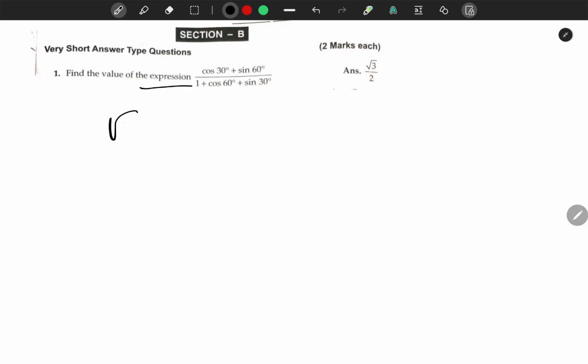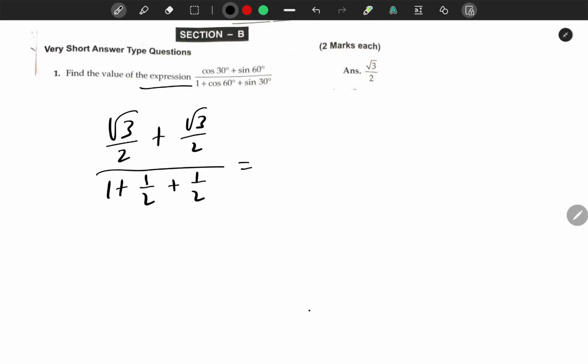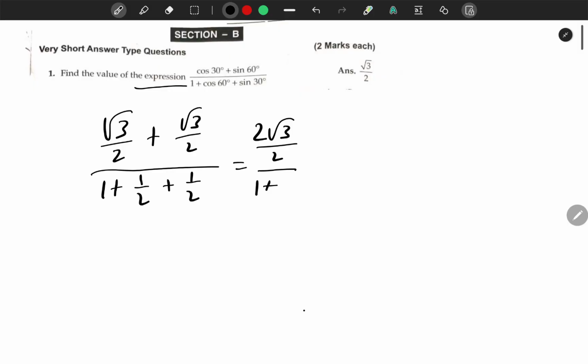We know that cos 30 value is root 3 by 2, plus sin 60 value is root 3 by 2, divided by 1 plus cos 60, 1 by 2, plus sin 30, 1 by 2. So if we simplify it, denominators are same. Root 3 plus root 3 is 2 root 3 by 2, divided by 1 plus 1 by 2 plus 1 by 2 is 1. So 2 gets cancelled. It is root 3 by 2. So the answer is root 3 by 2.